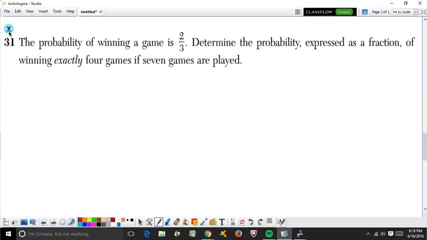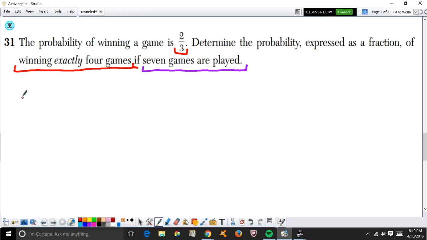Now, example 31, we see that the probability of winning a game is 2 divided by 3. Now, we need to determine the probability expressed as a fraction of winning exactly 4 wins. So, winning exactly 4 games if 7 games are played. Now, here we have a scenario where you win, and there's also a probability of losing.